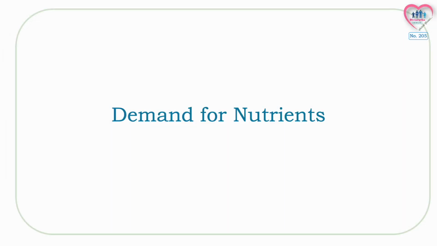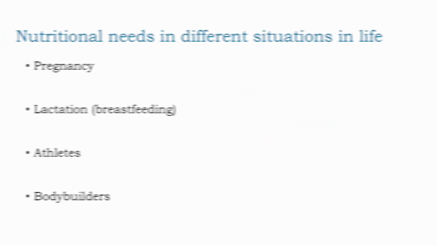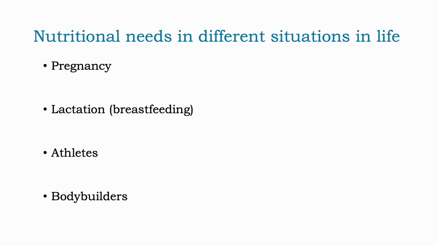I will now talk about the demand for nutrients. Nutrients are not required equally throughout life. Different nutrients in varied amounts are required for various ages, circumstances, and conditions. For instance, small children need more protein to grow, whereas young children need more energy as they are very active. Young females need more iron as they lose blood in menstruation while older people need more calcium and vitamin D to maintain healthy bones.